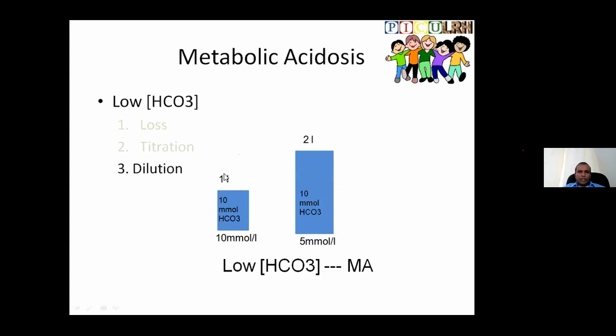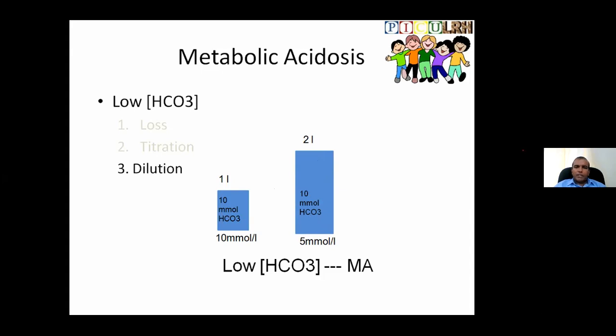Take this: we have 1 liter of solution with 10 millimoles of bicarbonate, so my concentration is 10 millimoles per liter. I'm going to add another 1 liter of normal saline, so now my volume is 2 liters. I have the same 10 millimoles of bicarbonate in the solution, but the concentration is 5 millimoles per liter. So theoretically, I have produced acidosis by reducing the bicarbonate concentration by adding normal saline. That is why some people say normal saline is acidic. There's no acid in the normal saline, but since its dilution causes this, it is considered acidic.